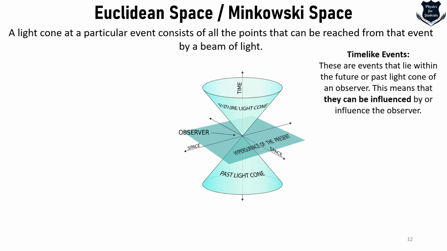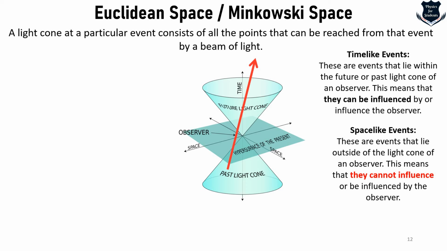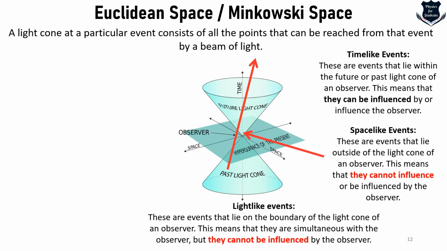So here you see, as I have already told, I am just repeating with a few diagrams. These events, time-like, can influence or be influenced by the observer. So it lies somewhere like this. The second is space-like. This means that they cannot influence or be influenced by the observer. Why? Because these are events that lie outside the light cone of the observer, around this part. And what is light-like? These are events that lie on the boundary of the light cone of an observer. This means that they are simultaneous with the observer, but they cannot be influenced. It is somewhere like this.